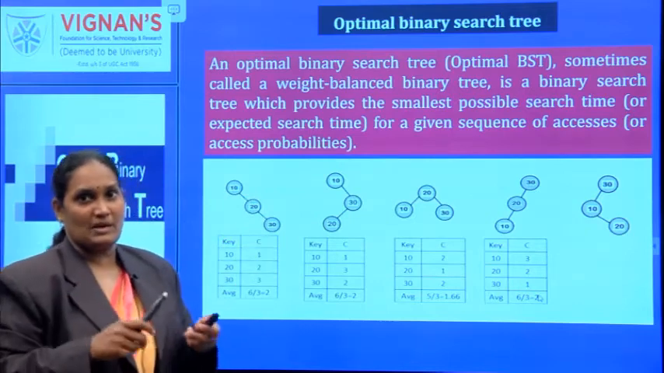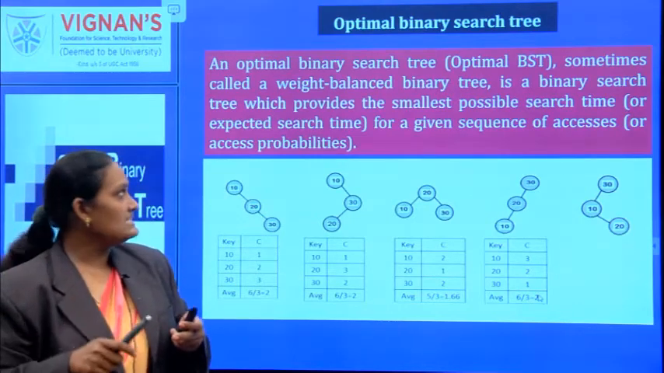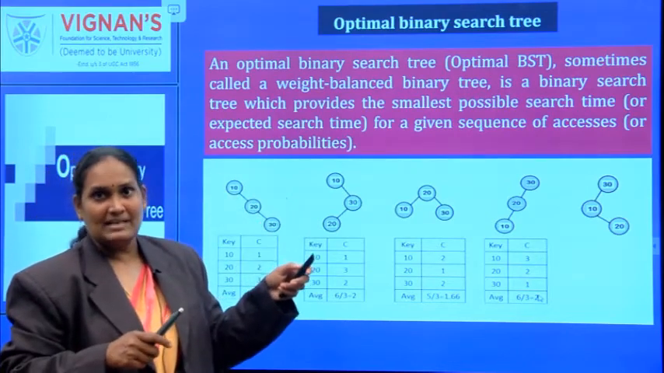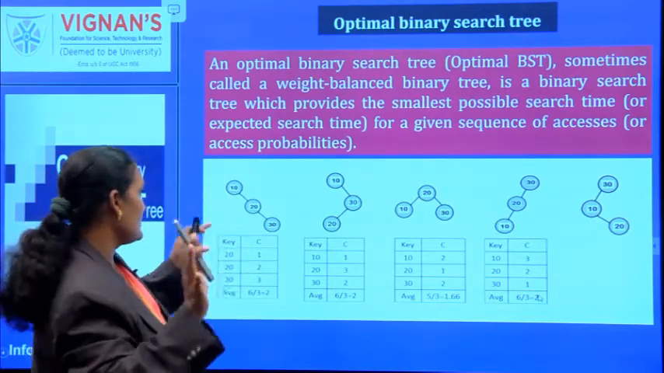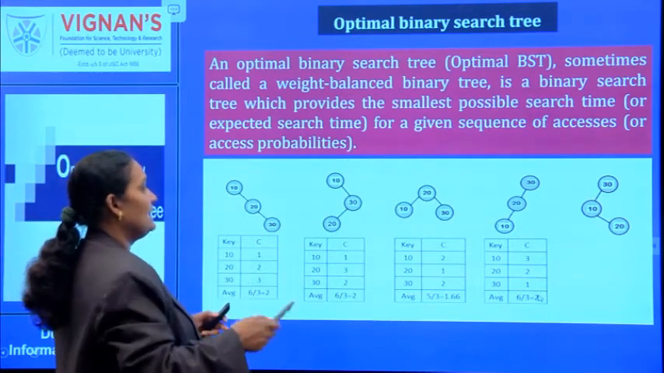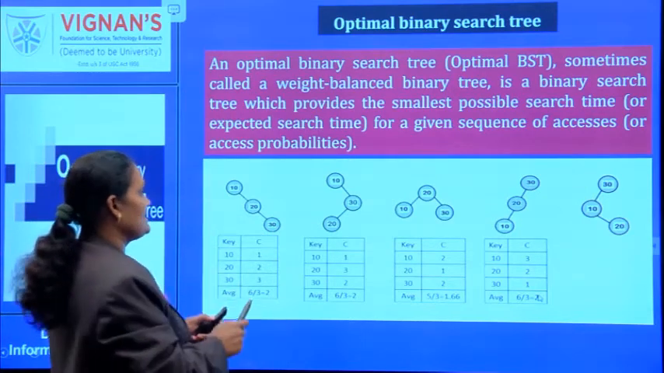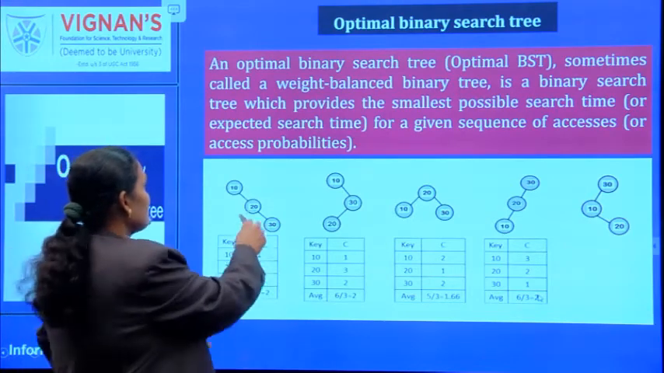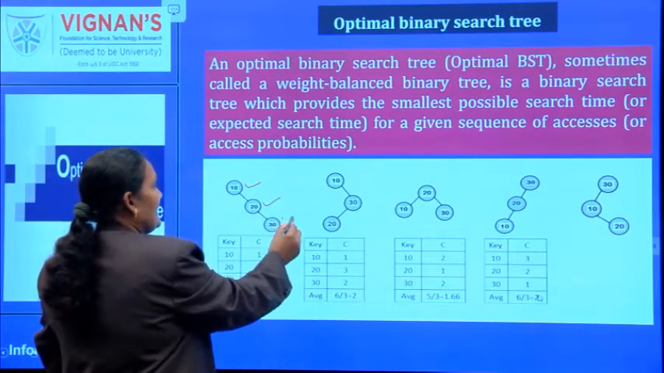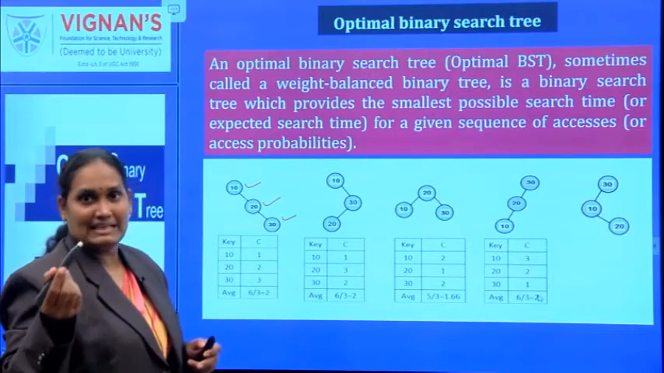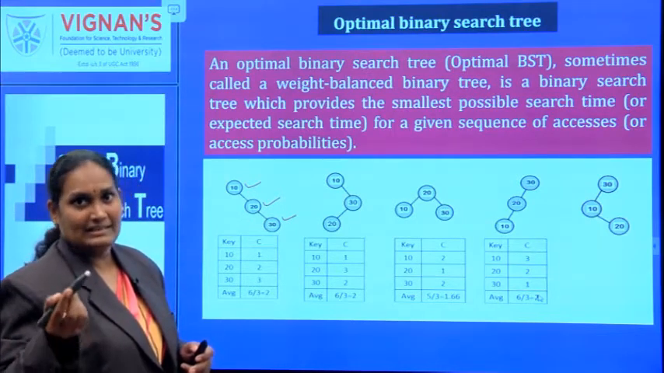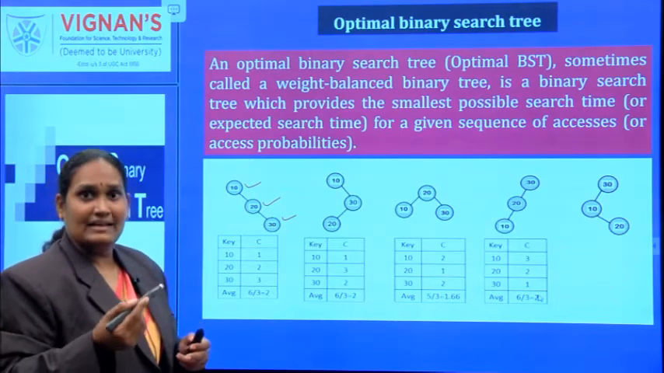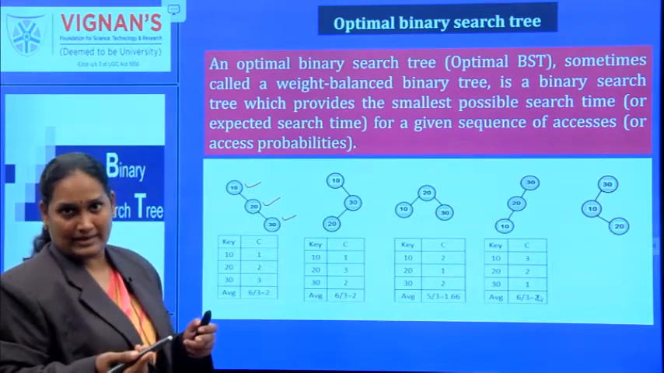Here, what is an optimal binary search tree? The binary search tree which provides the smallest possible search time. Suppose, for example, here I am giving you a clear explanation. I have taken 3 key elements, which are nothing but 10, 20 and 30. With these key elements, I can represent a number of binary search tree organizations.